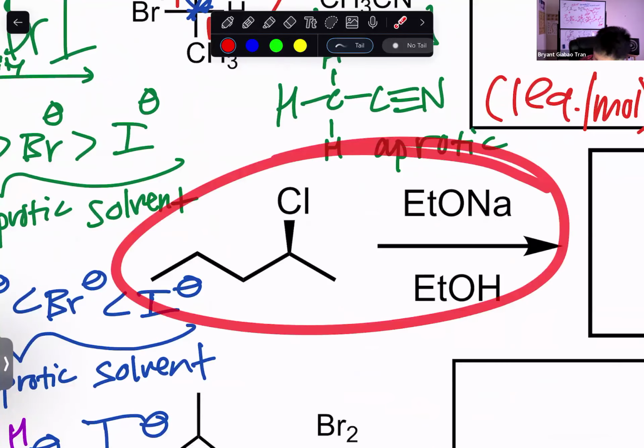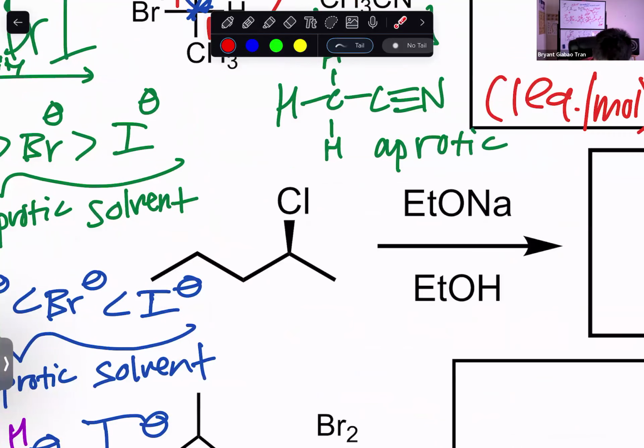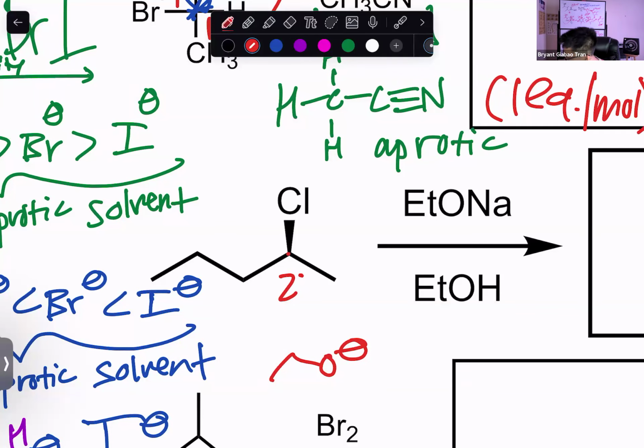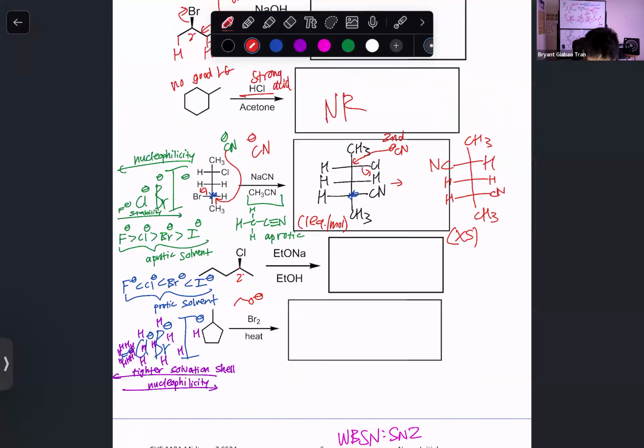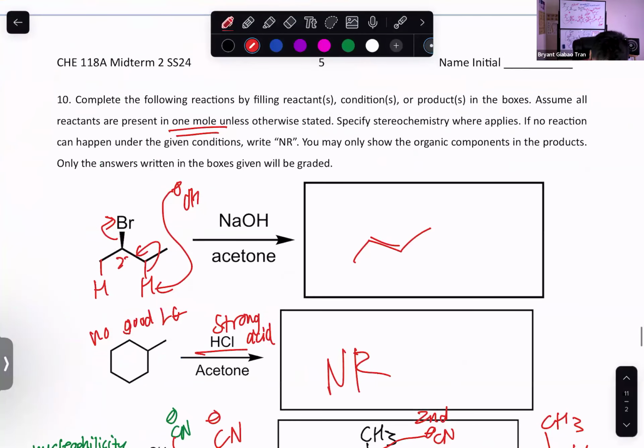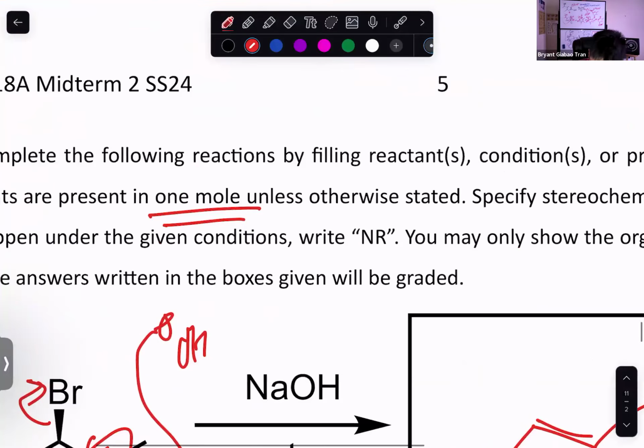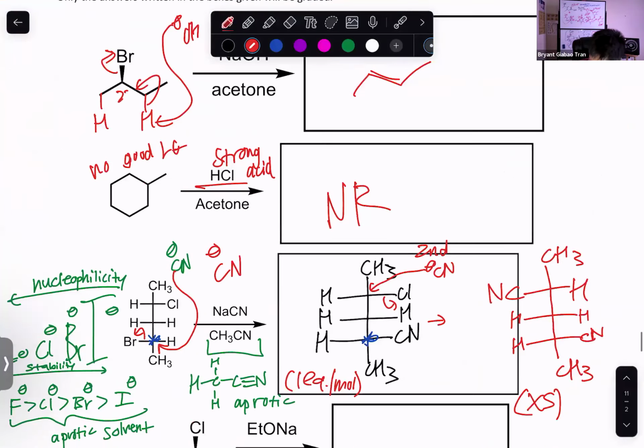What reaction do you guys think this is going to be now based on the substitution, the substrate, and the reagent here? Right. Secondary, because it's attached to 2 other carbons, and then ethoxide. Ethoxide is what kind of base, what kind of nucleophile? Yeah, and it states 1 mole or 1 equivalent in the directions here. Yeah, assume all reactants are present in 1 mole unless otherwise stated, but it didn't state excess in the arrow.